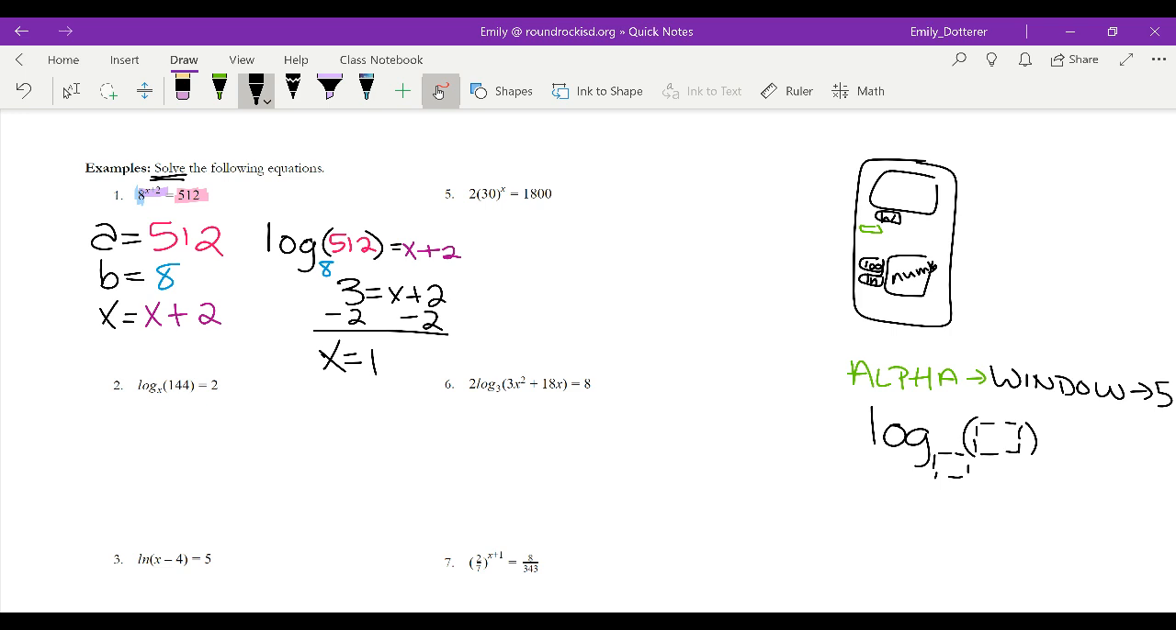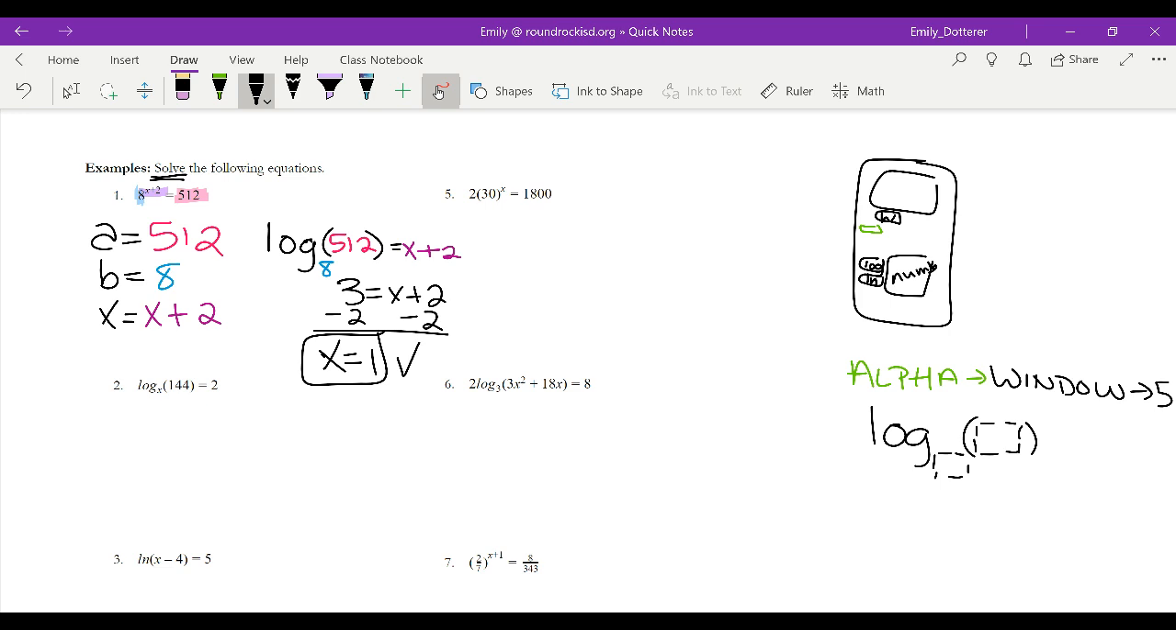Now we do need to verify our solutions. Generally for today it'll probably be fine, but 8 to the 1 plus 2 gives us 512. This one's good. 1 is our answer. Sometimes it won't because we can't have a negative base. So that can cause an issue for today.